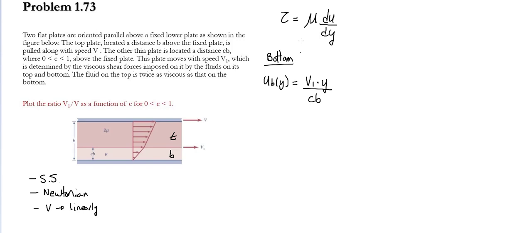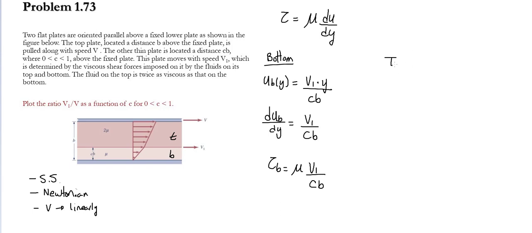Now, we're going to replace this into the shear equation, so the next thing we need is the derivative of this velocity with respect to y. So, du at the bottom with respect to y. Notice this is a linear relationship, so we are only left with v1 over c times b. Then the shear stress at the bottom is simply mu at the bottom times this rate of shear strain, v1 over c times b. So this describes the shear stress at the bottom.